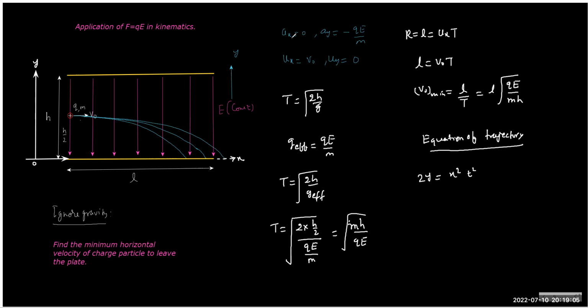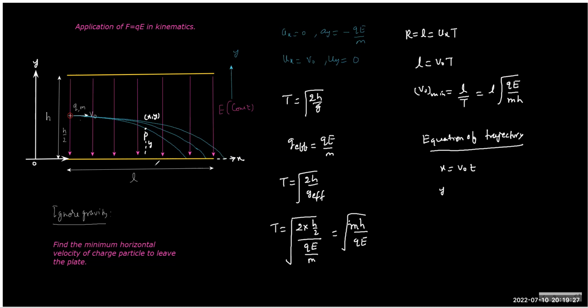So if you choose any point P on this trajectory and name it (x, y), the x coordinate we can attach as v naught into t, and the y coordinate we can attach. So how much have you gone down? This is the y, the height is y.